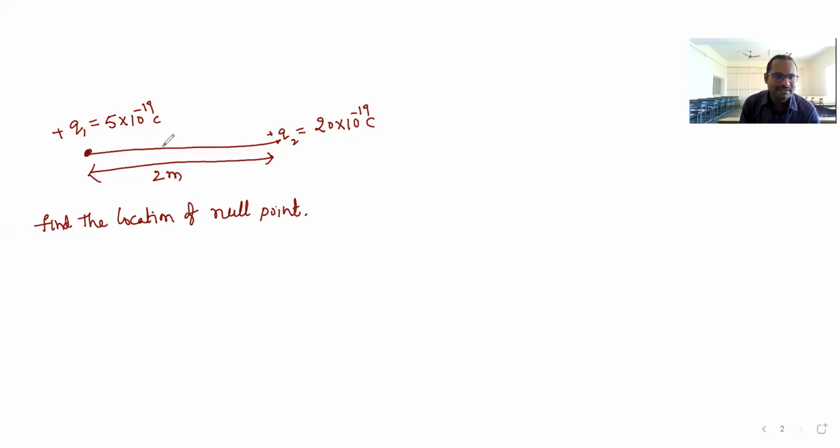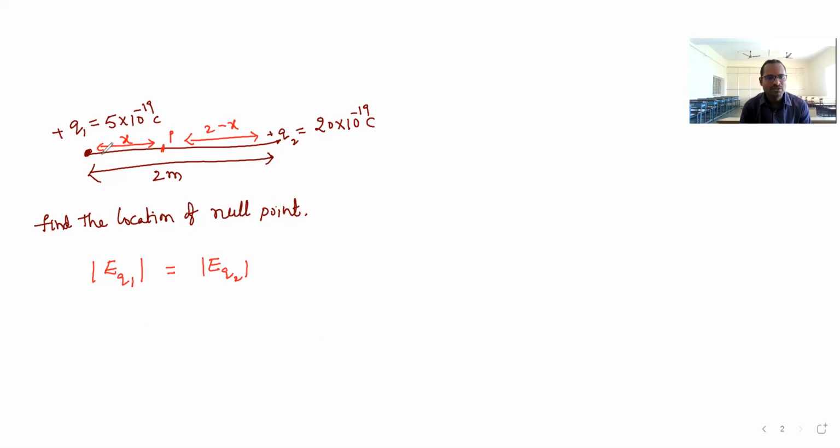See, students, let us consider one particular point P, and from Q1 I am taking X distance. Then from Q2 it will be at what distance? It will be 2 minus X distance. Here X is in meters. So at this point P, what should happen? Electric field due to Q1 magnitude and electric field due to Q2 magnitude should be equal. However, directions will be opposite because both are positive charges. So net electric field will be 0.